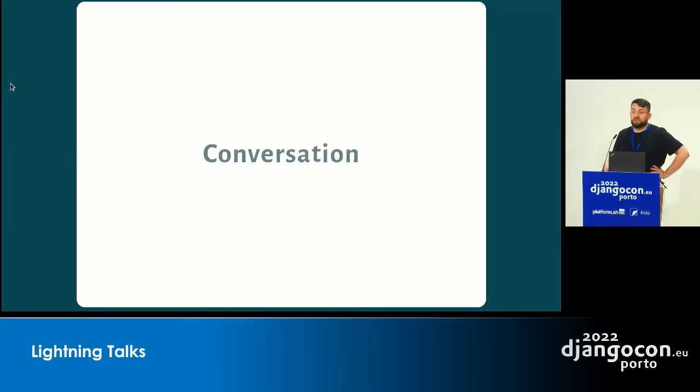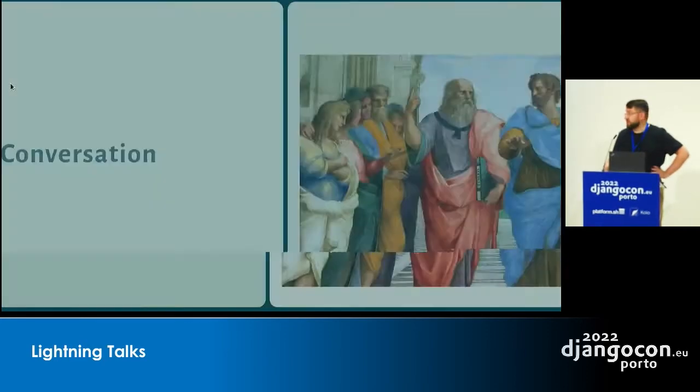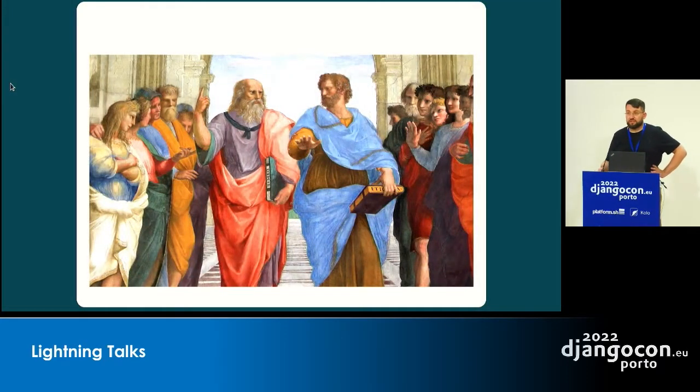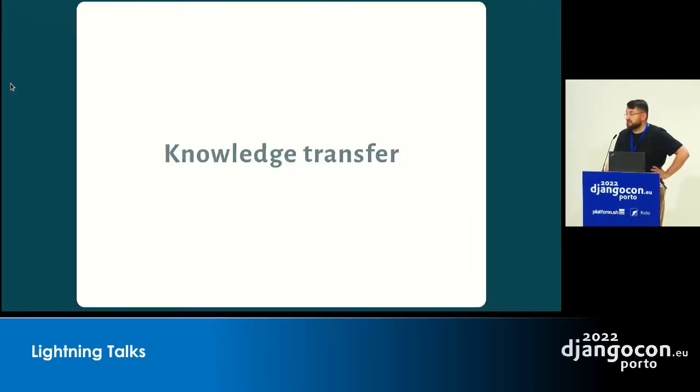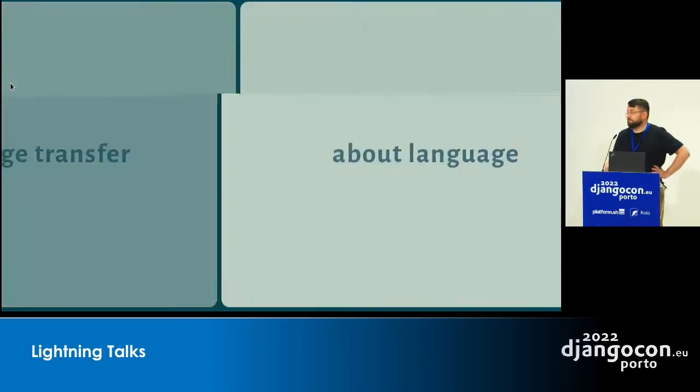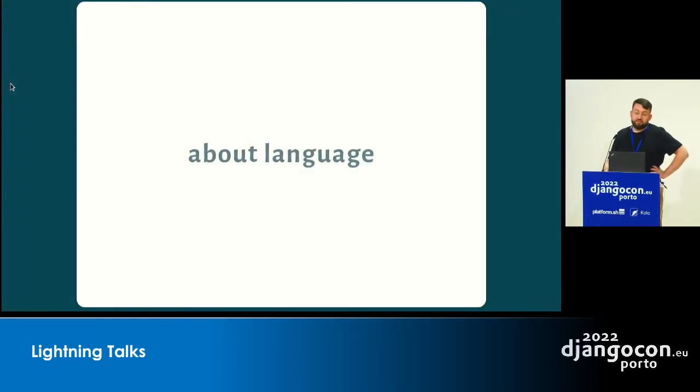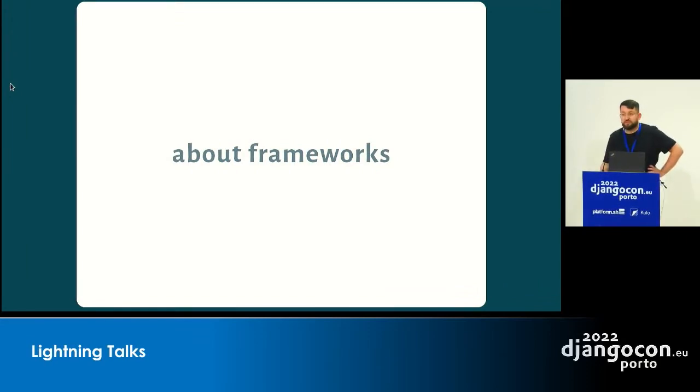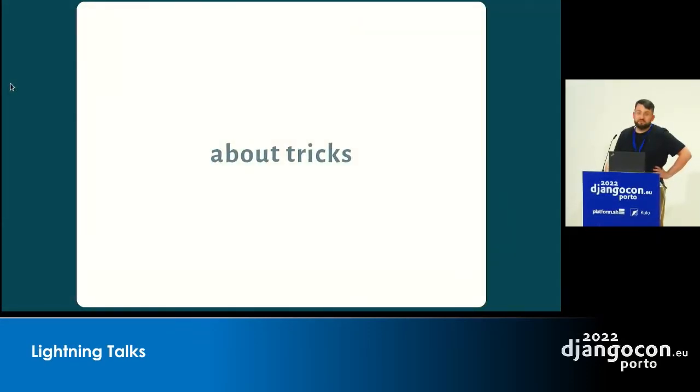And there is also a conversation aspect because pair programming is not only about writing code, it's about talking about what you are writing. So more or less that's what we are doing while we are doing pair programming. There is also the aspect of knowledge transfer. We transfer knowledge about the language we are using, about the frameworks we are using, and about small tricks that every programmer has, like some keyboard shortcut that he's using and the other person doesn't know that something is possible to do.